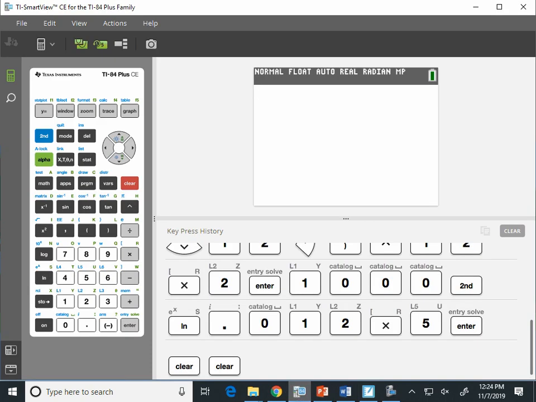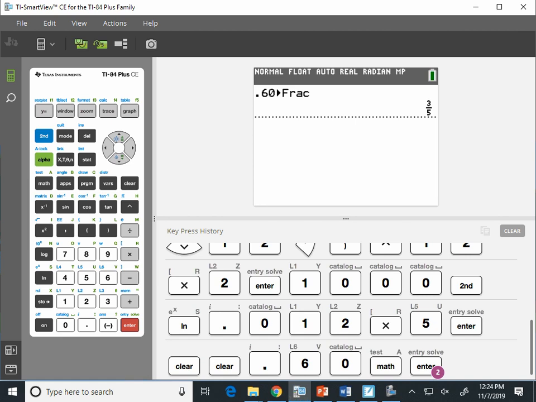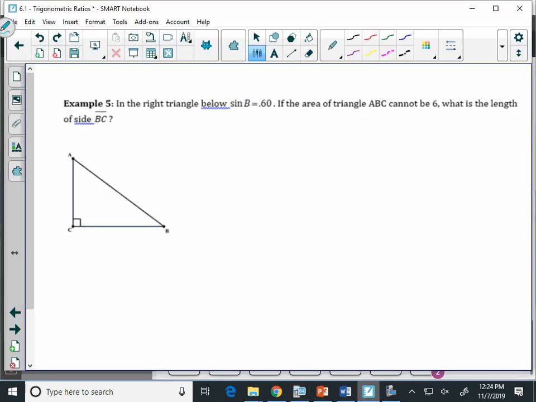So I'm going to do my calculator. If you have your graphing calculator, you're going to do 0.6, do 0.60 to match what they wrote. If you do math, enter, enter, it converts it to a fraction for you. So it gives you 3/5. So really, if we write that in fraction form, the sine of B is really 3/5.